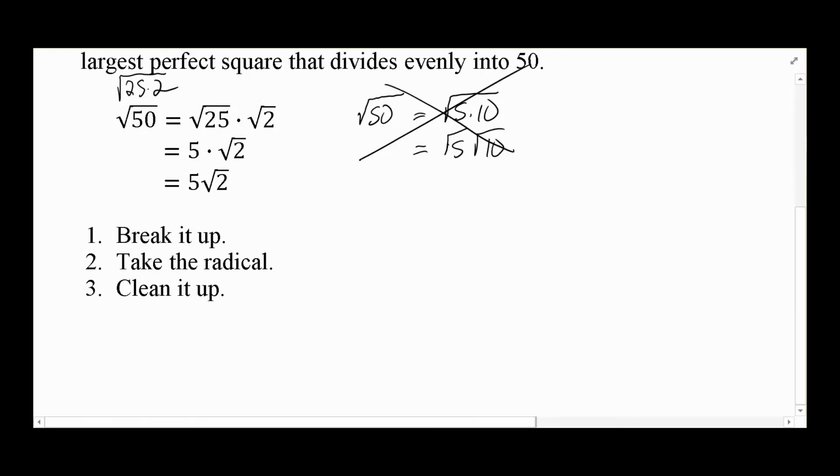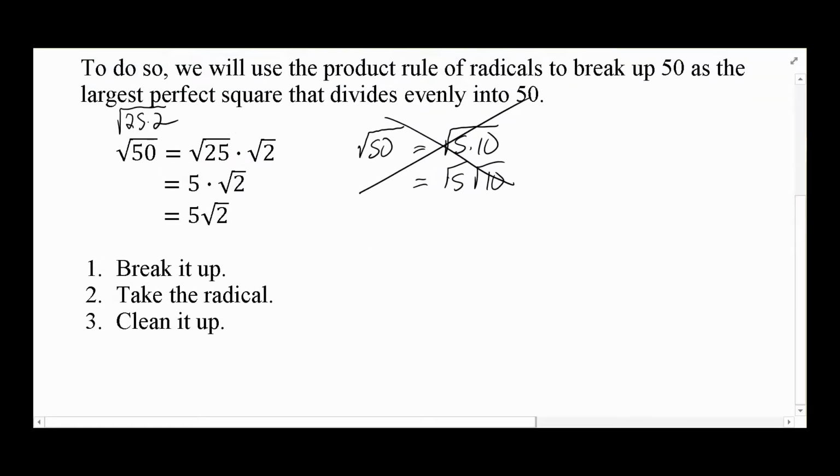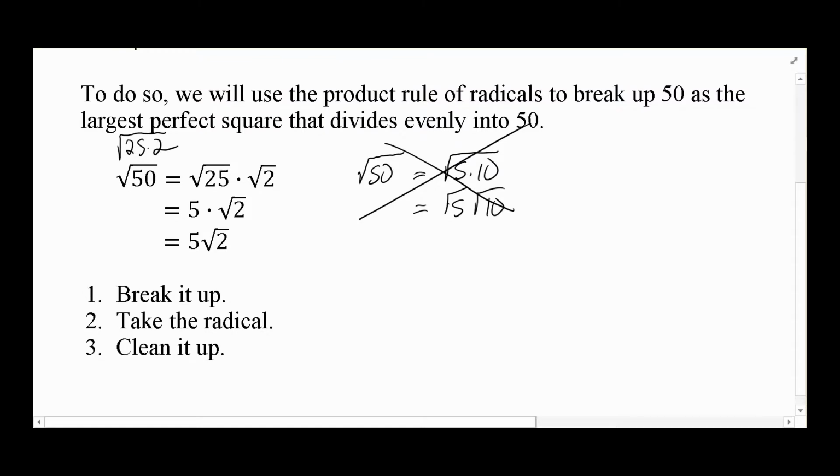Now, in the break it up step, we were really careful that we chose the 25 times 2 and we didn't choose 5 times 10. Why did we choose that? We chose that because 25 was a perfect square. I was looking for a perfect square and whatever is left. Most importantly, I was looking for the biggest perfect square that evenly went into 50 and whatever factor was left.